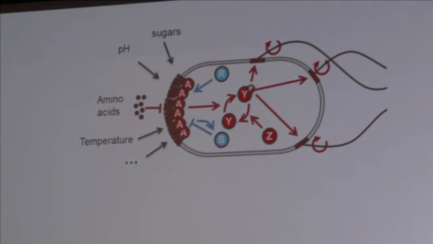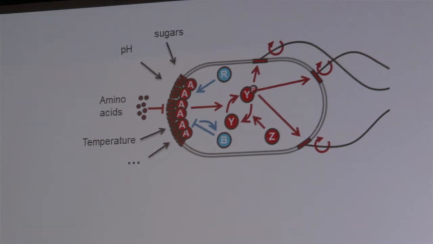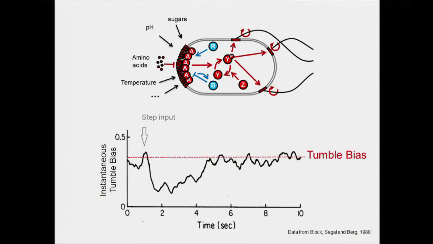And then CheR and CheB are there to implement the memory of the cell, so they enable the cell to adapt to its environment. There's a classic experiment from Howard Berg, who also did the movie that you saw at the very beginning, where you can measure the probability to change direction as a function of time. When you put a step of attractant on that cell, suddenly the world is better for that cell. It says, oh, I'm going in the right direction, so it starts to swim more. So this probability to change direction goes down. Then after a little while, it adapts back to this basal or resting level.